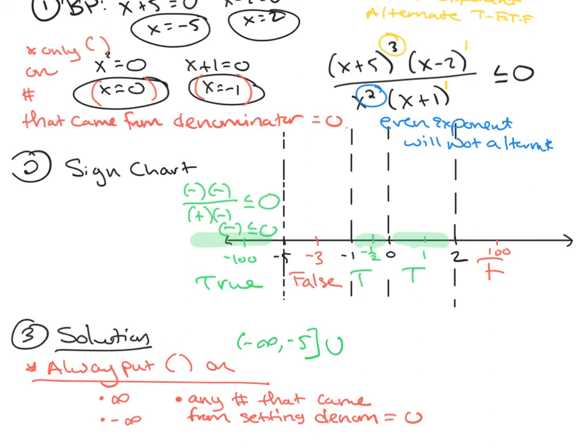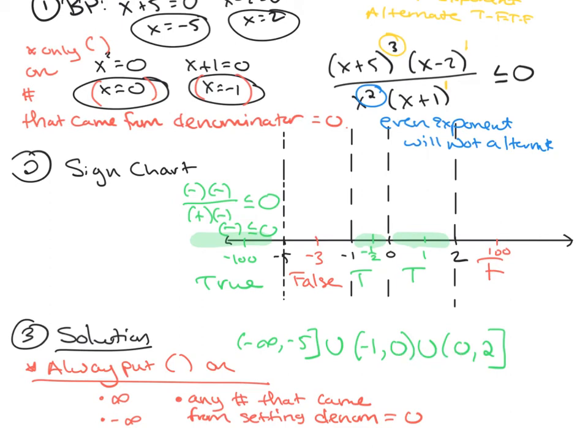Negative 5, well, it's not an infinity and it didn't come from the denominator, so bracket. Union. Negative 1 should have a parenthesis because it came from setting the denominator equal to 0, as does 0. So both negative 1 and 0 have parentheses, but 2 doesn't come from the denominator, so it can have a bracket. And like we talked about in the previous example, I can't combine the interval negative 1 to 0, union 0 to 2 into one interval because of the parentheses on the zeros here.